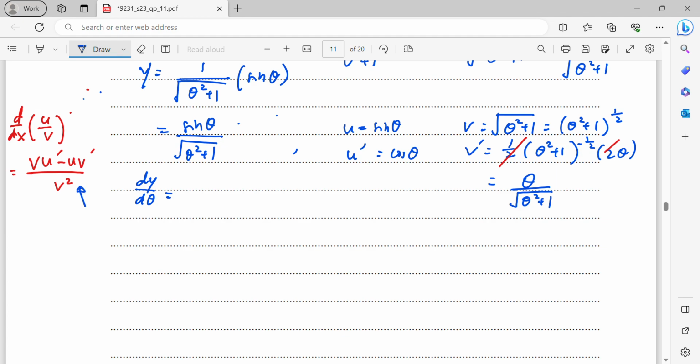So now substitute the terms into this formula. I will get over v squared, so I square this v. Then v u prime, I will write this square root first. This is my v. U prime is cos theta. Minus u v prime. U is sine theta. The v prime is theta over the square root.